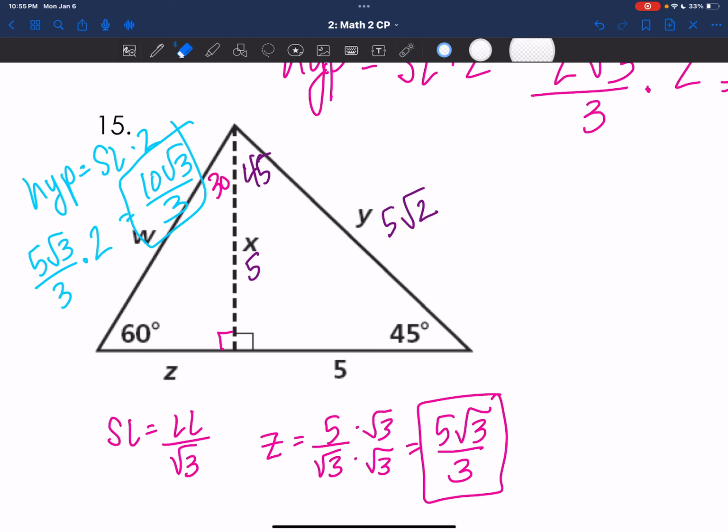Now this one's going to be a little bit more. So this is your short leg. So here, your short leg is your long leg divided by root 3. So we said this is our long leg. So you're going to go 5 divided by root 3, rationalize. And you get 5 root 3 over 3. Now once you've got that for your short leg for z, now we're going to take short leg times 2, and that's going to give you the hypotenuse. So 5 times 2 is 10, and then that's it. You don't need to simplify anymore.